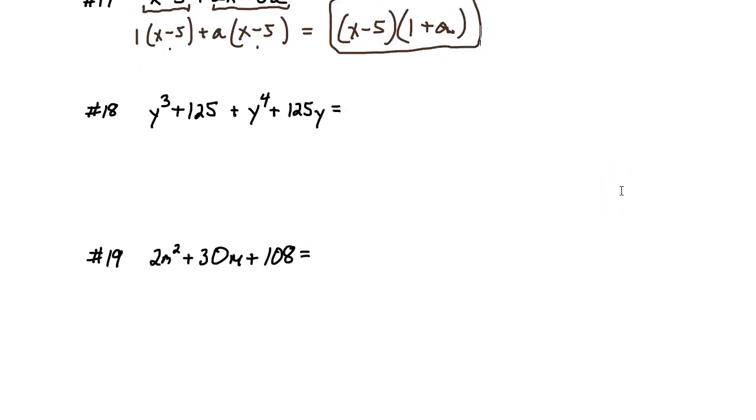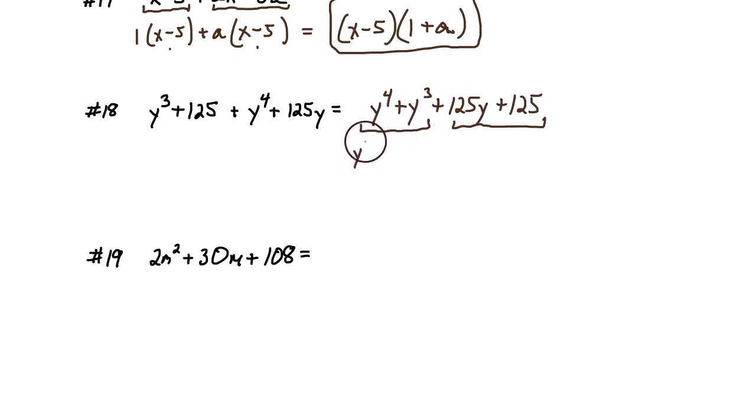Number 18, this has 4 terms, so let's try the grouping process. But I think we're going to need to rearrange the terms. Let's put the y to the 4th power first, then the positive y cubed, then the positive 125y, and then the positive 125, and group as a pair of binomials. In the first binomial, they both divide by y cubed, and that leaves y plus 1. Here and here, we can divide out a positive 125, and that leaves a y plus 1.